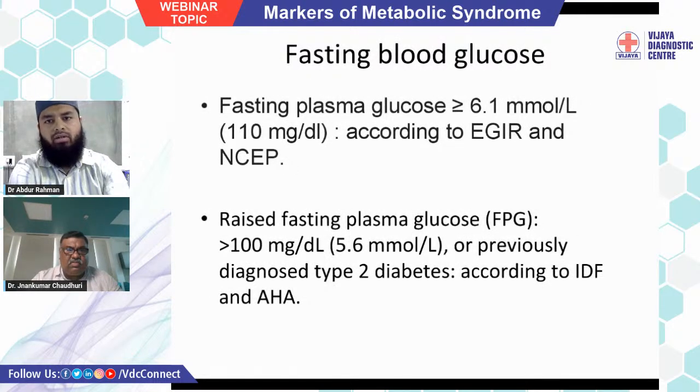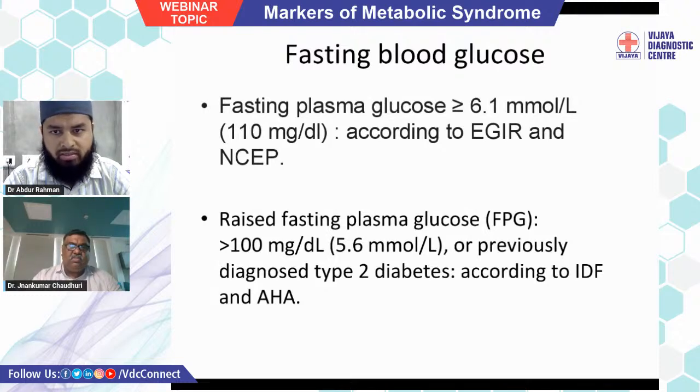Now let's talk about the individual markers, for example the common markers which we use daily. According to EGIR and NCEP, the European Group for the Study of Insulin Resistance and the National Cholesterol Education Program, which is a US based education program, fasting glucose should be less than 110. But IDF, the International Diabetes Federation, and the American Heart Association say that fasting glucose should be less than 100. So if we take around 110 or 100, that can serve as the reference range for fasting glucose, especially for metabolic syndrome.